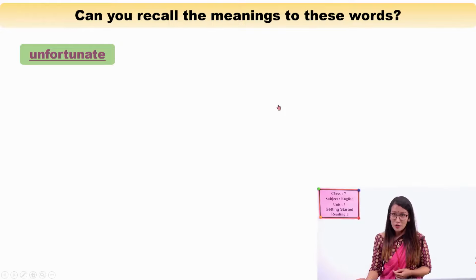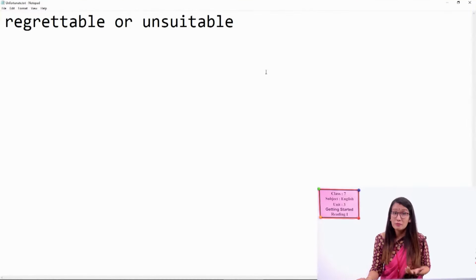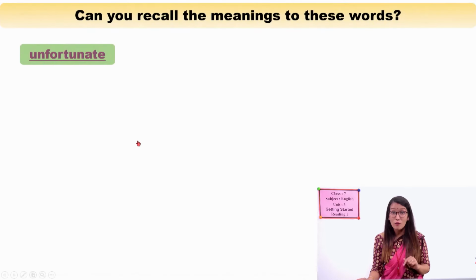Please listen and look carefully. Here, unfortunate. What is the meaning of unfortunate? It's regrettable or unsuitable. Unfortunate events. Sometimes we have a lot of events that are not good, which we regret. That's unsuitable or regrettable, and the word is unfortunate.